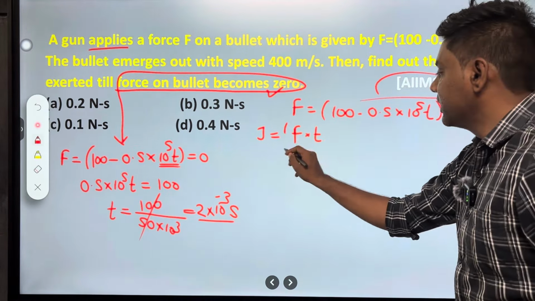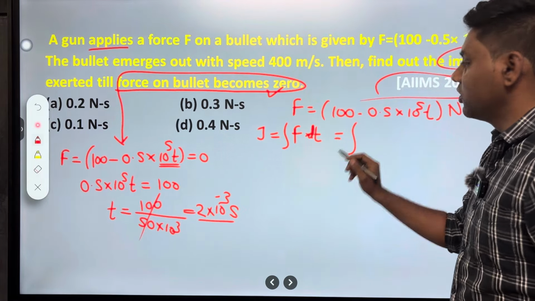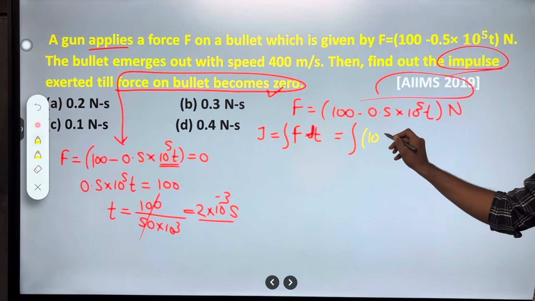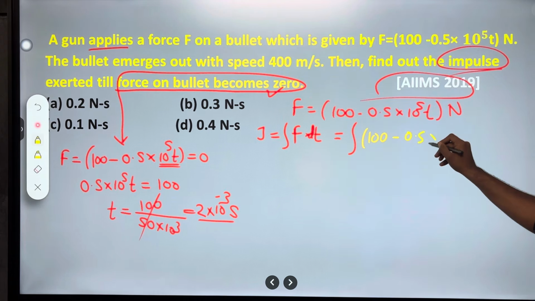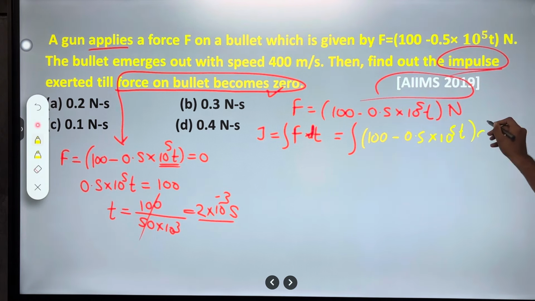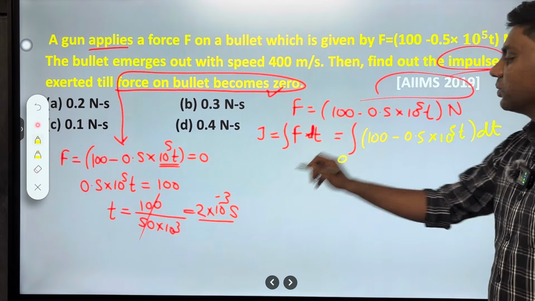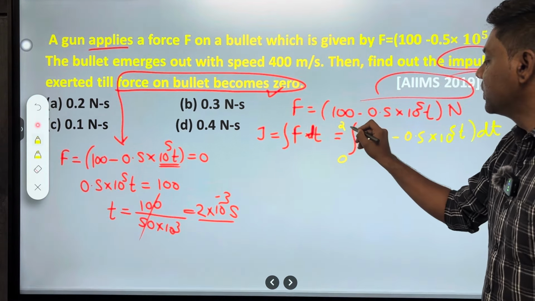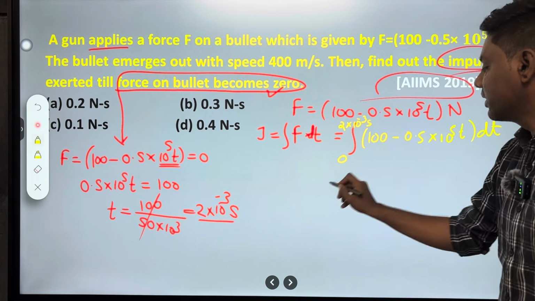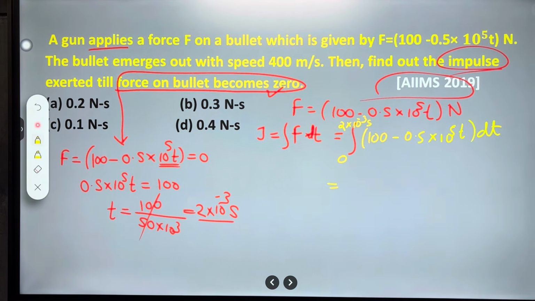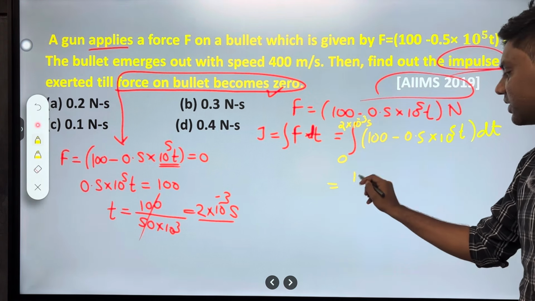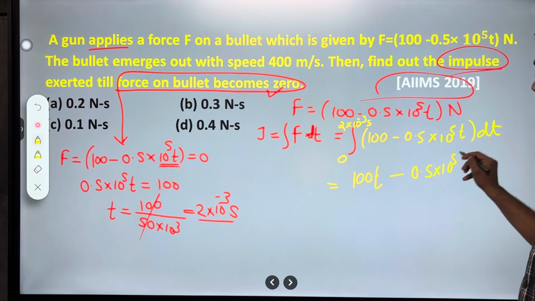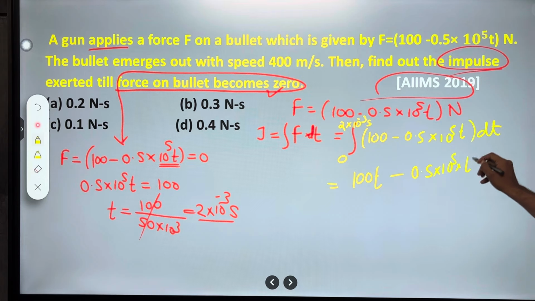Just by taking the integration with dt, put the value of force. What is the value of force? That is the integral of 100 minus 0.5 into 10 raised to 5 t dt. Applying the integration, time 0 to t, that is 2 into 10 raised to minus 3 second, according to the formulas of integration, very easy. What is the integration of 100? That is 100 times t. Then what is the integration of the next term, 0.5 into 10 raised to 5? What is the integration of t? That is t square by 2.